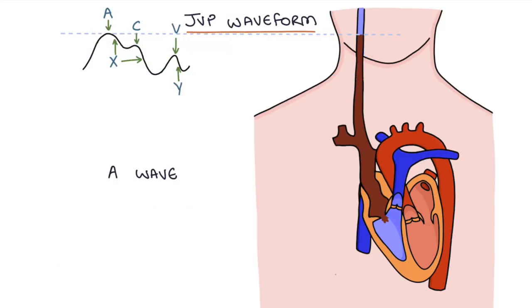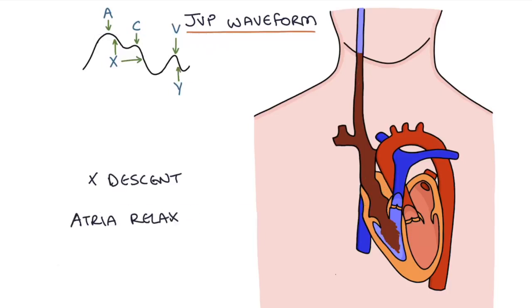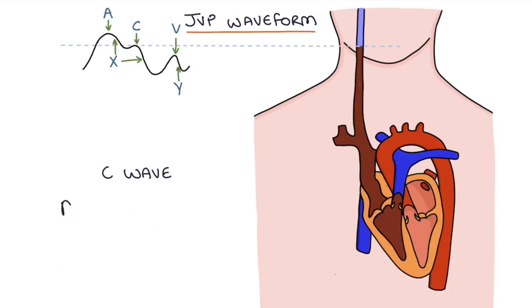So let's go through it all again briefly as a summary. The A wave is caused by atrial contraction, causing the atrial pressure to rise, forcing blood both downwards and upwards into the JVP. The X descent starts with the relaxation of the atria and blood flowing back into the atrium. The C wave is caused by right ventricular contraction, causing the tricuspid to bulge into the right atria.